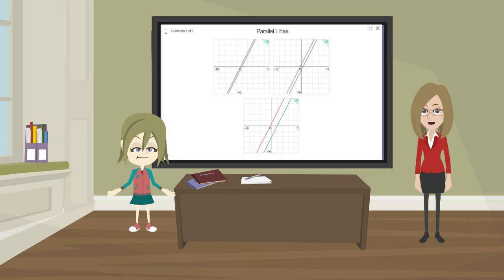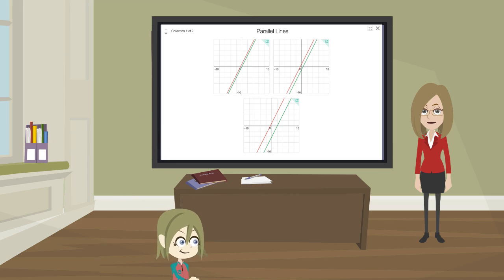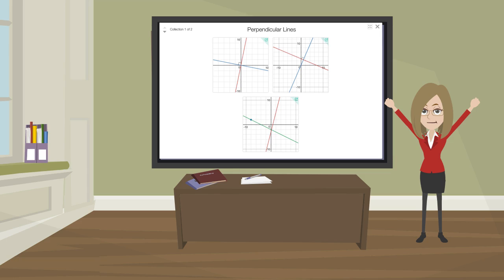Can you explain why you think that, Susan? Because if the lines had the same slope and the same y-intercept, they would be the same line instead of two separate lines that are parallel. That is a good observation. Parallel lines must have the same slope but different y-intercepts. Okay, now we will look at perpendicular lines. Screenshots of your work with perpendicular lines are on the board.